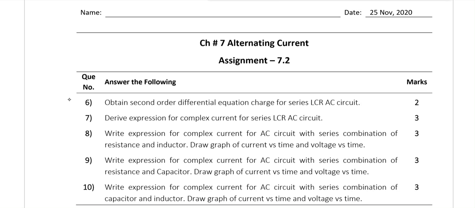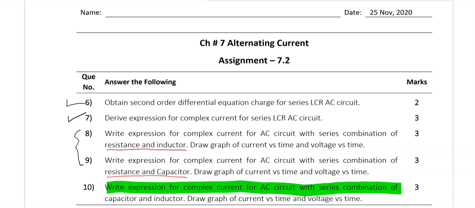In the first video session we had the second order differential equation of charge for a series LCR AC circuit. In the second video we derived the expression for complex current for the same circuit, and in the last two videos we had separately discussed what if we have only R and L connected with an AC source, or R and C. In this video we have the LC combination. The question is: write the expression for complex current for an AC circuit with a series combination of capacitor and inductor. Also draw the graph of current versus time and voltage versus time.